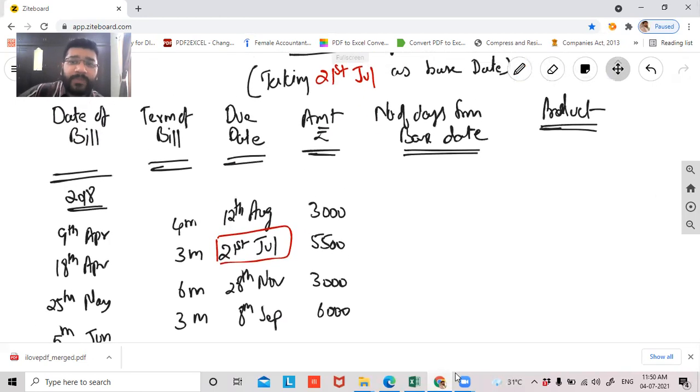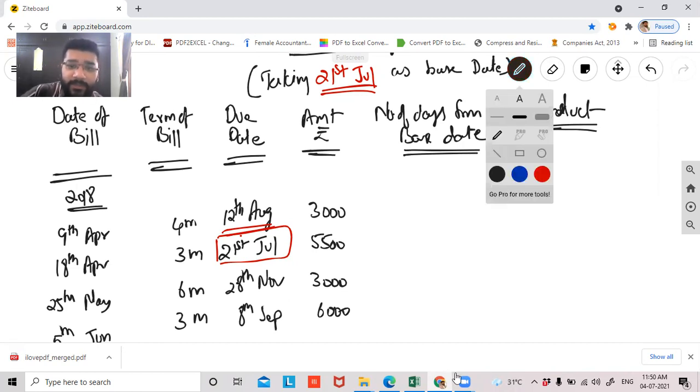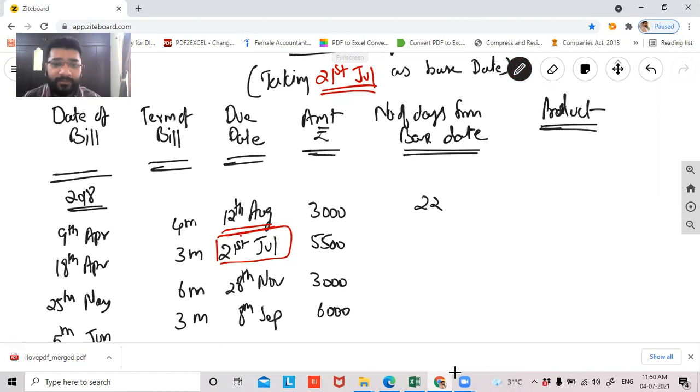You have to calculate the number of days from the base date to the due date. July totally has how many days? 31 days. So 31 minus 21, 10 days of July plus 12 days of August, so 22 days for the first transaction. Here it will be 0.